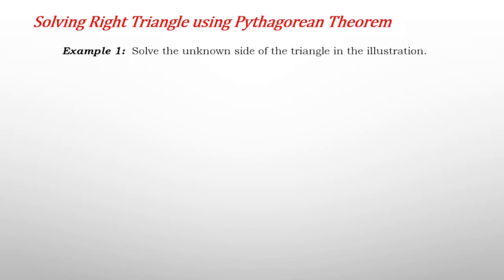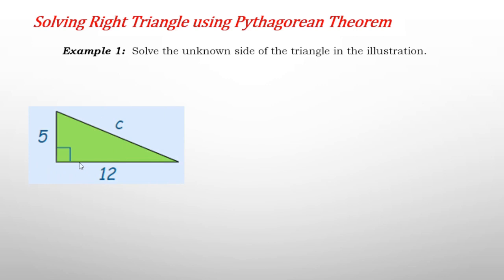Example number 1. Solve the unknown side of the triangle in the illustration. As you can see, we have a right triangle whose two legs are given, which are 5 and 12. And the hypotenuse c is unknown. How do we solve this triangle? First, we let a be equal to 5 and b be equal to 12. And we are looking for c.